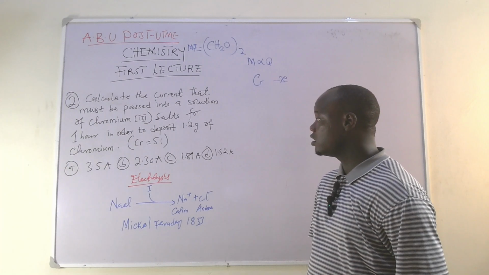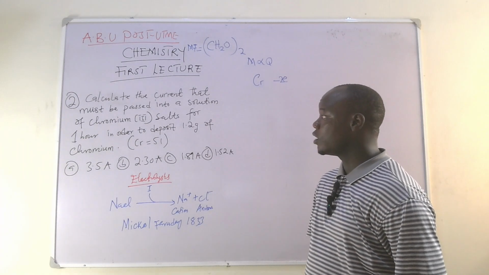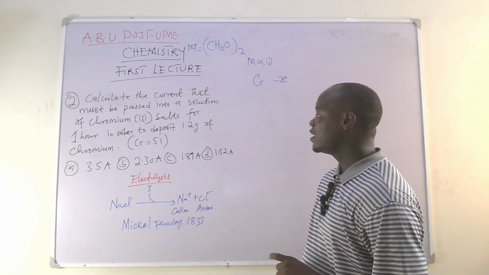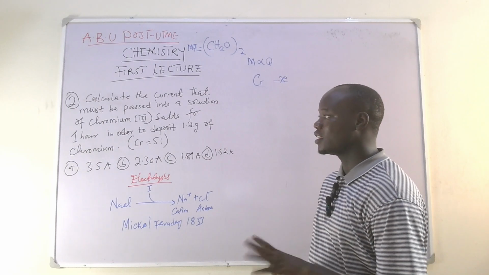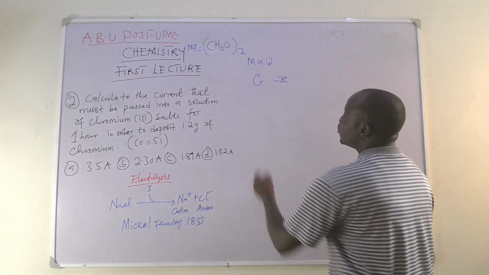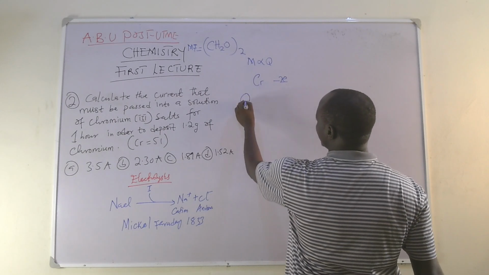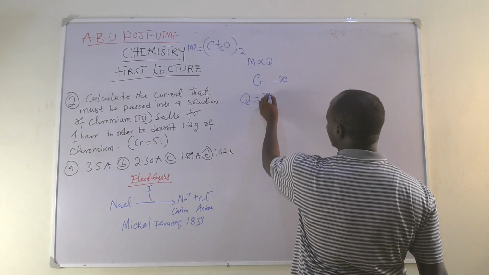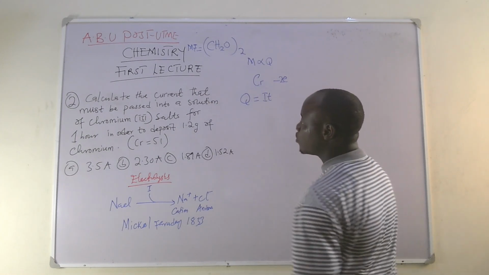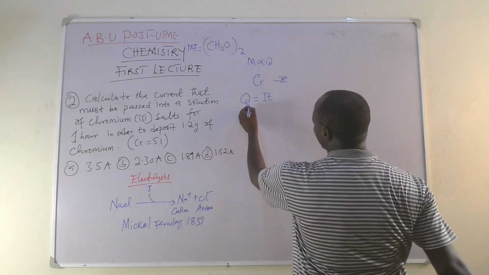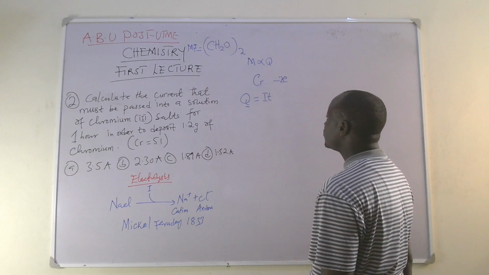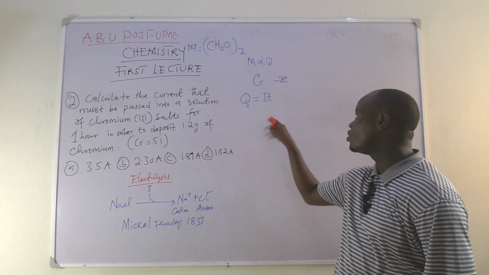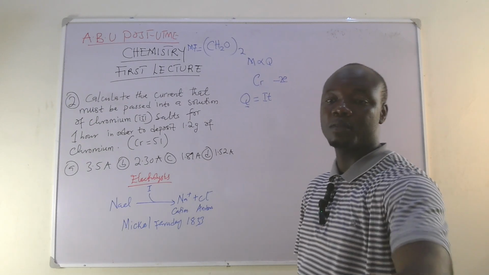In this case, what we are going to do is calculate the quantity of electricity that is deposited during this electrolysis. To do that, we need to first calculate, because there is a formula, Q, which is quantity of electricity, is equal to IT. From this question, we don't have the quantity of electricity, so we have to calculate it. And how do you calculate the quantity of electricity from here?